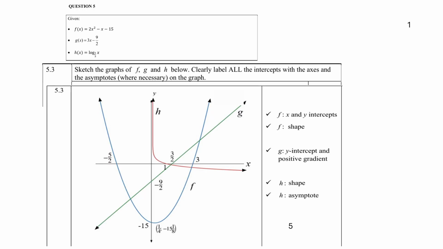Now to sketch the first one, the f of x, shouldn't be a problem because you already got the two roots, the negative 5 over 2 and the 3. You already got the y-intercept, which is negative 15, and you already got the turning point. And of course, the a value is positive, so it's a graph with a minimum turning point. So to sketch the parabola should not be a challenge.